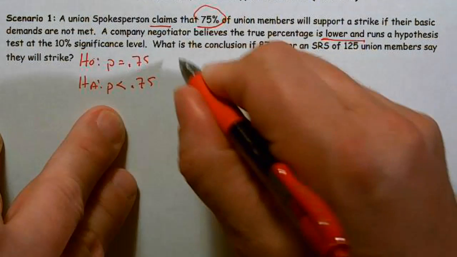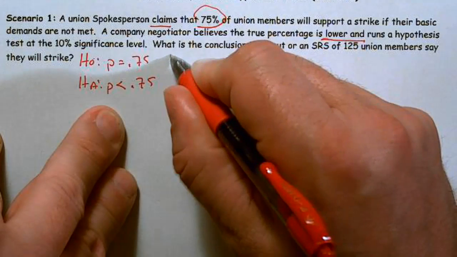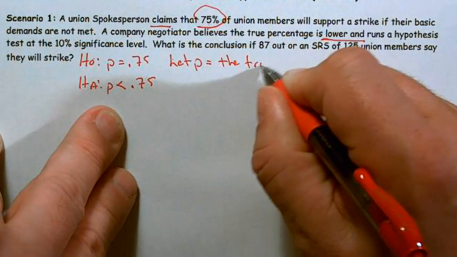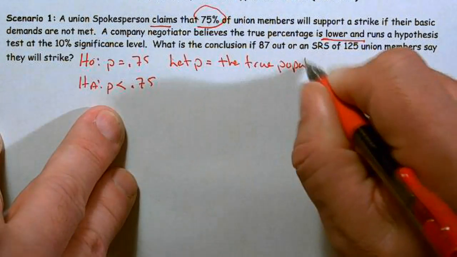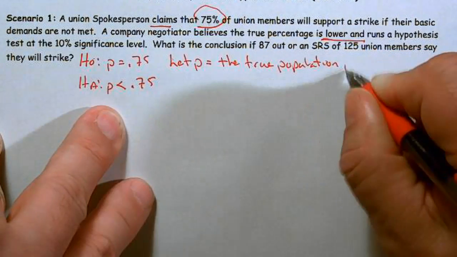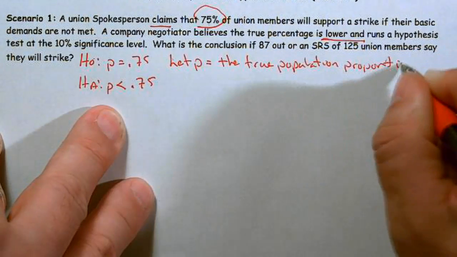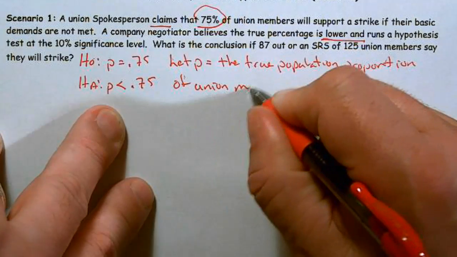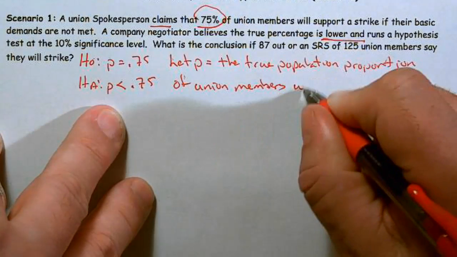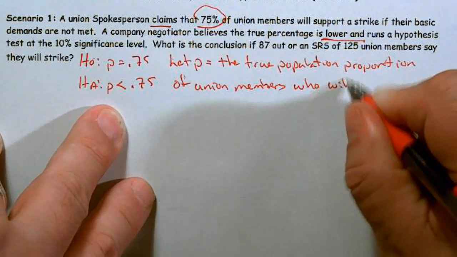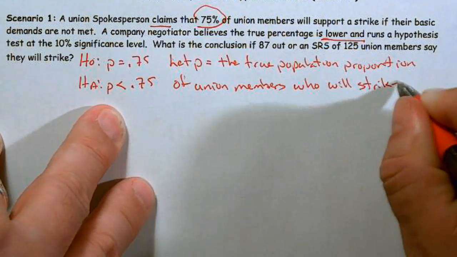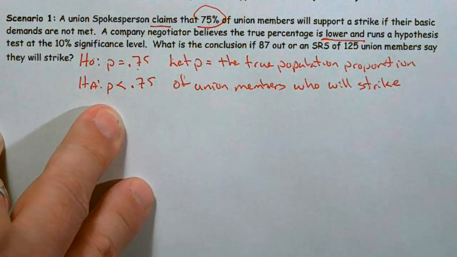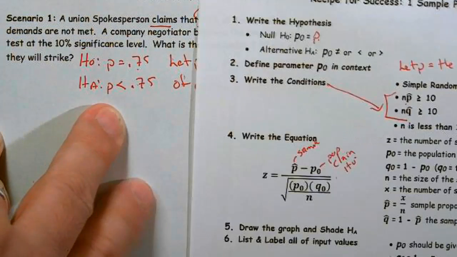So next thing we need to do is we need to define our parameter in context. So let P equal the true population proportion of union members who will strike. In other words, they're claiming it's 75%, but someone doesn't believe it, so we're going to check it out. All right. So the next thing we need to do is write our conditions.